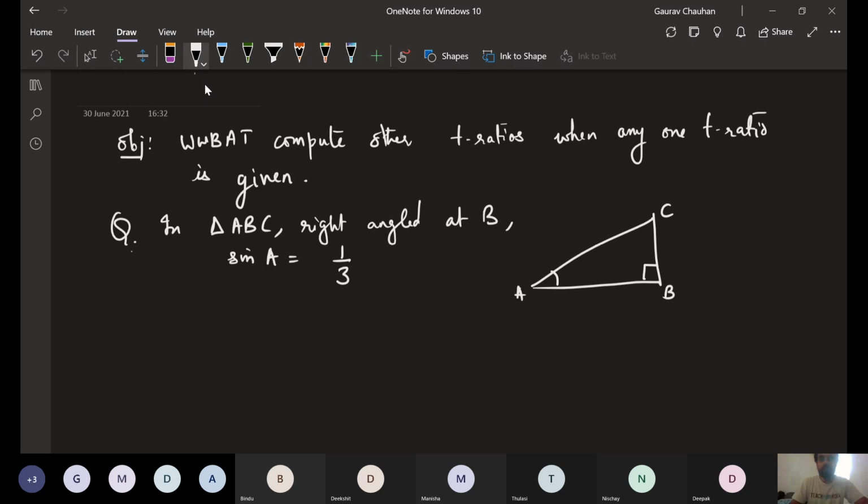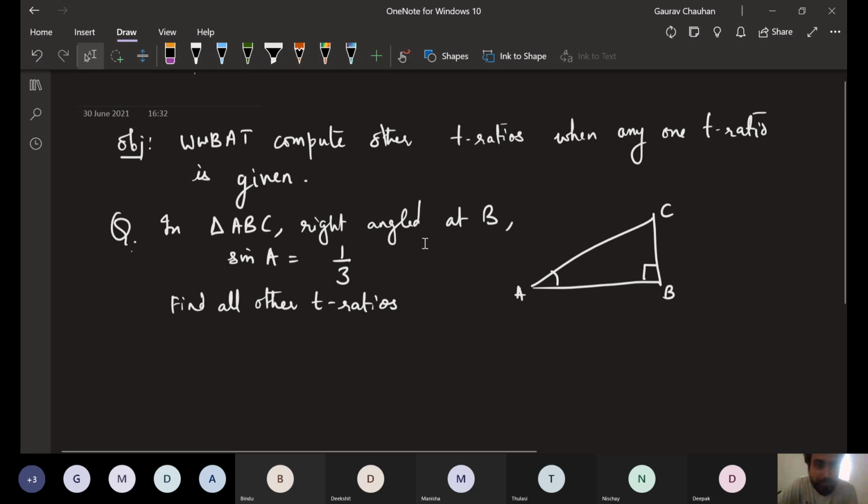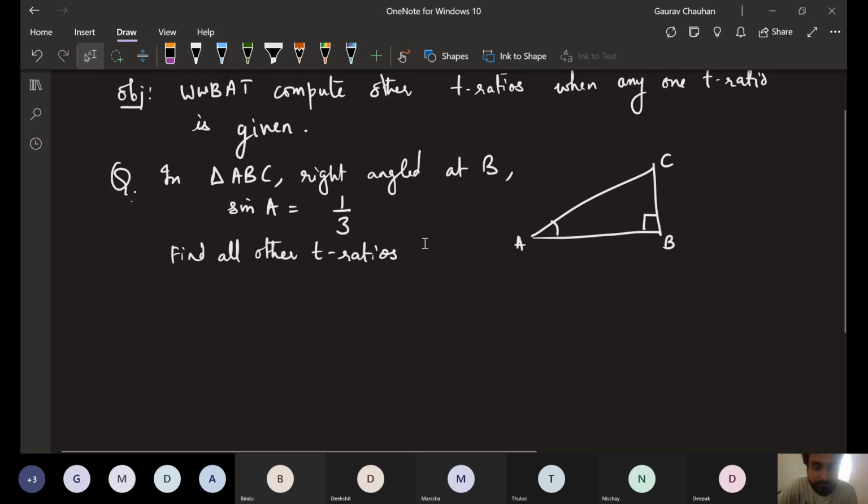The question is, find cos A, find all other T ratios. Find all other trigonometric ratios. How many remaining trigonometric ratios are there, Dinesh? If one is given, how many will remain?